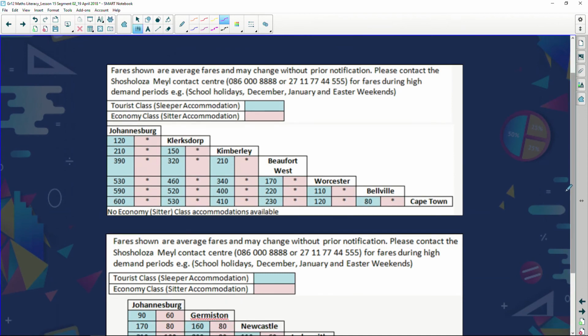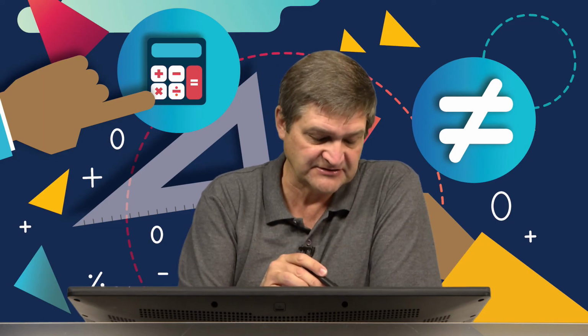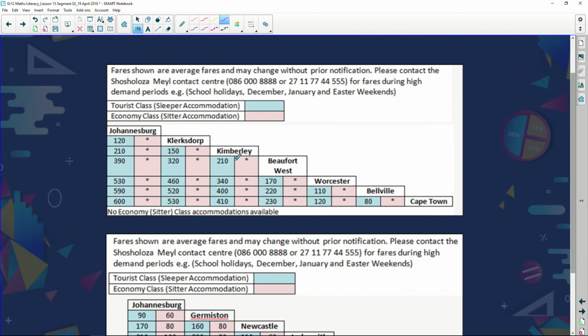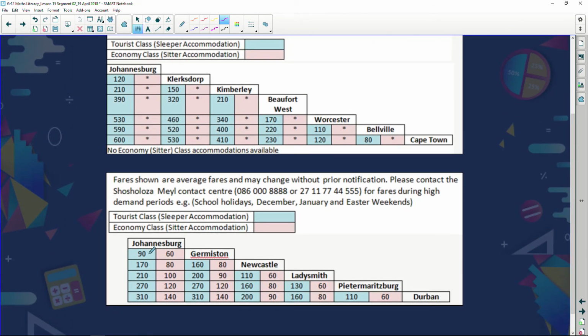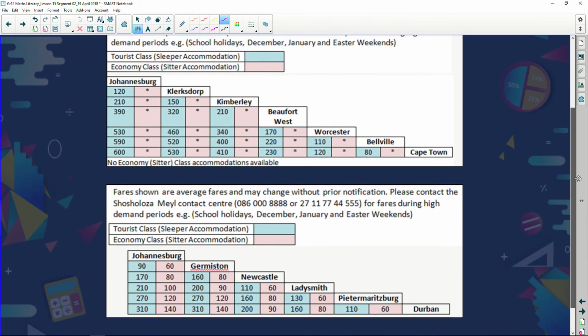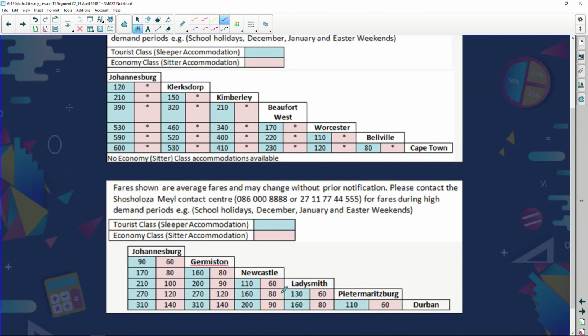Now, to be able to read this fare timetable, we know that when we leave Johannesburg and we're traveling to, let's say, Kimberley, we go down Joburg and then we go across to Kimberley and see where they meet, and that's how much it's going to cost us. In the same way with the other timetable, if we're leaving Joburg and going to Ladysmith, we go down Joburg, from Ladysmith we go across and we see what it's going to cost us. But there is a key to it, and the key says that the prices in this pinkish color are my economy class, and the prices in the bluish green color are my tourist class.